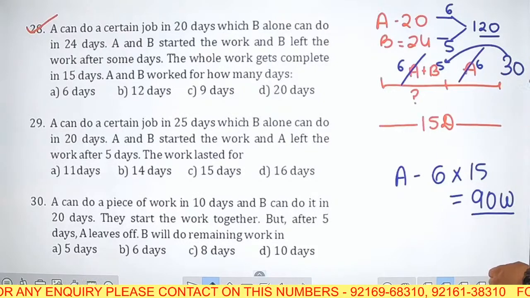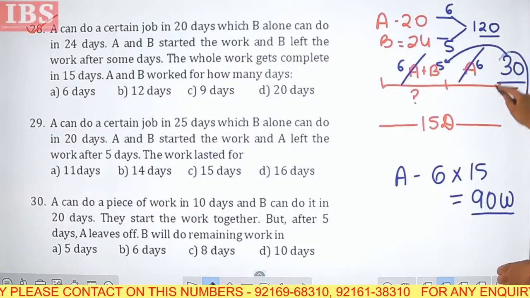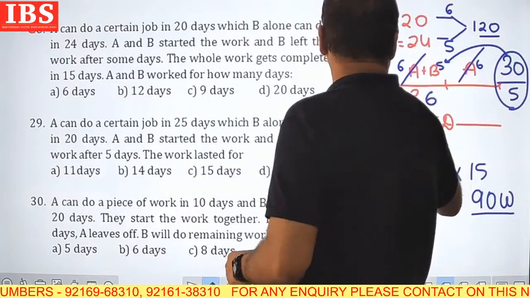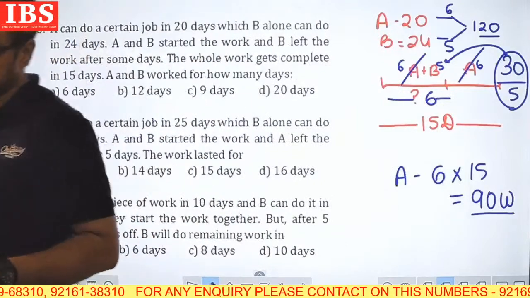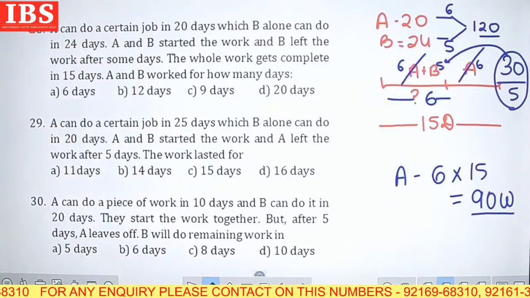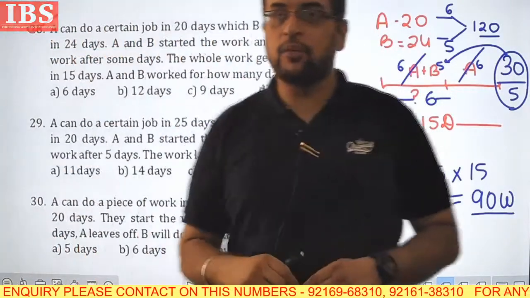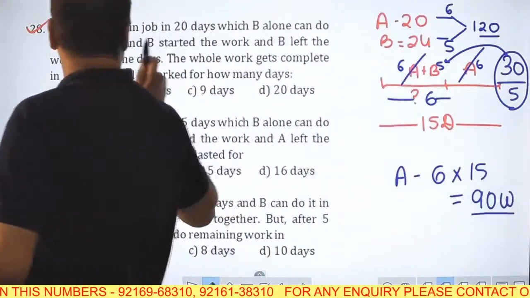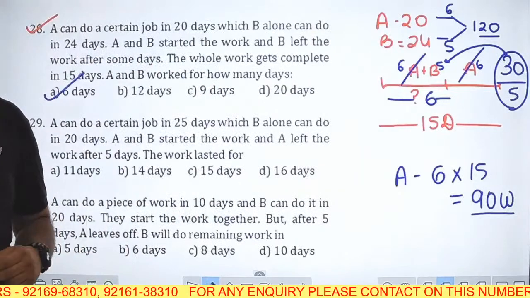So we divide by efficiency. 30 total work divided by efficiency will give us time. So he was there for 6 days. That means A and B worked for 6 days together. So A and B together were for how many days? 6 days is the right answer, bache. So A and B worked for how many days? 6 days is the right answer.